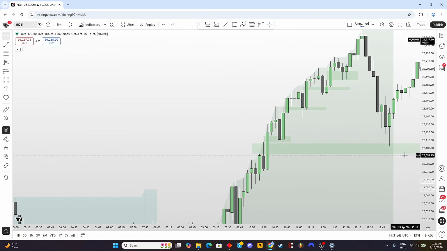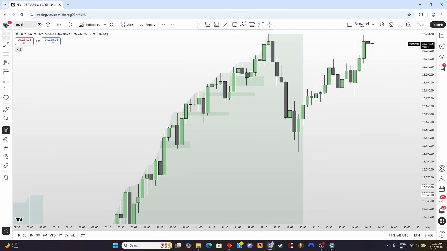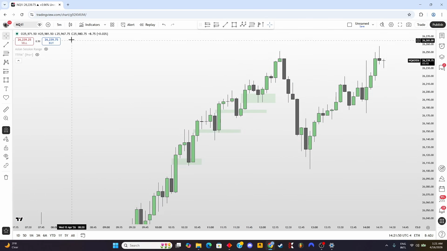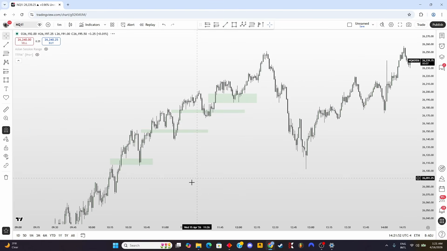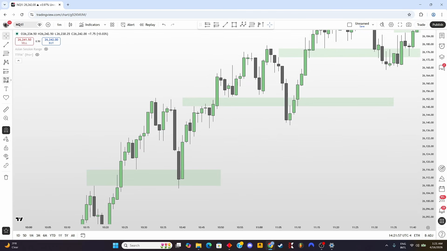But let's just go on to the 1-minute time frame and see how you could have utilized this fair value gap, and also let me just disable the session so you guys can clearly see the fair value gaps marked out. So let's just drop down to the 1-minute time frame and see what happened here. So this was the first fair value gap, and we had this fair value gap, right?